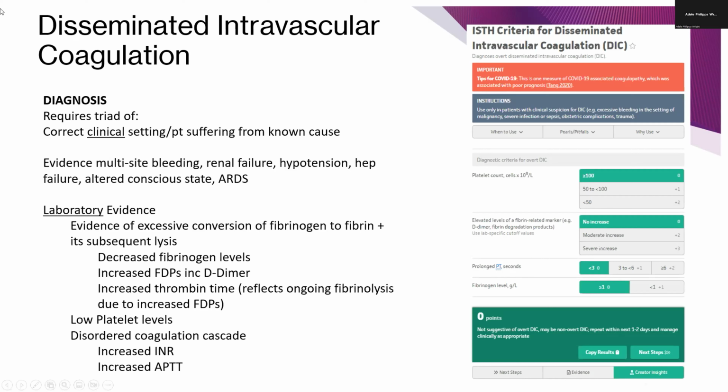There's a calculator. The International Society on Thrombosis and Haemostasis has a tool to use, and you basically plot these things on it. It's not perfect, so you can imagine most liver failure patients would probably score quite highly. So often it's up to clinical acumen as well to determine, is this DIC or is this something else going on?